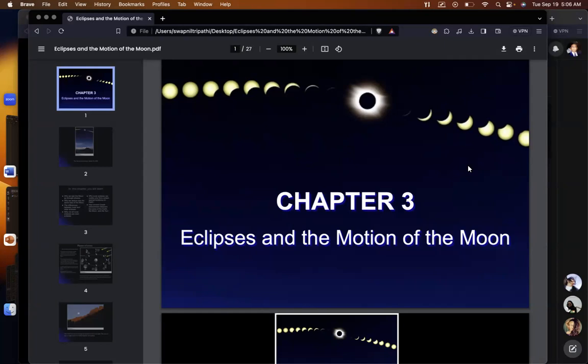Eclipses and the Motion of the Moon. In this chapter, we'll talk about the motion of the moon, how it moves, about its rotation, about its trajectory around the Earth, its phases, etc. And we will talk about eclipses, because both kinds of eclipses, the solar eclipse and lunar eclipse, happen because of the involvement of the moon.